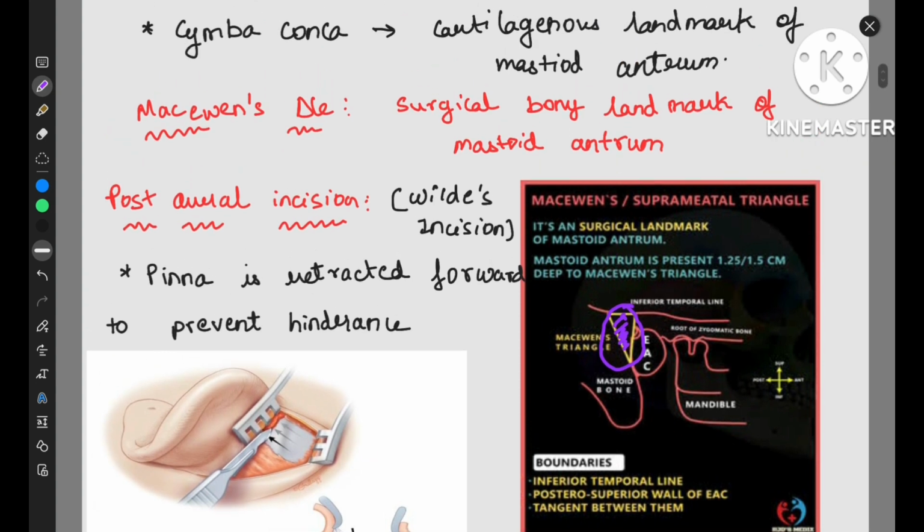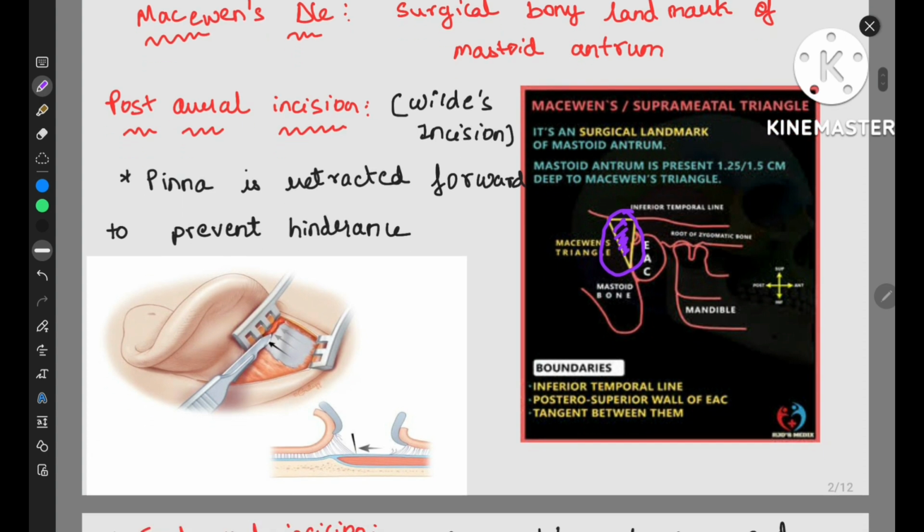There are two types of incision: postaural incision or Wilde's incision. The pinna is retracted forward to prevent any hindrances, and the incision is given.